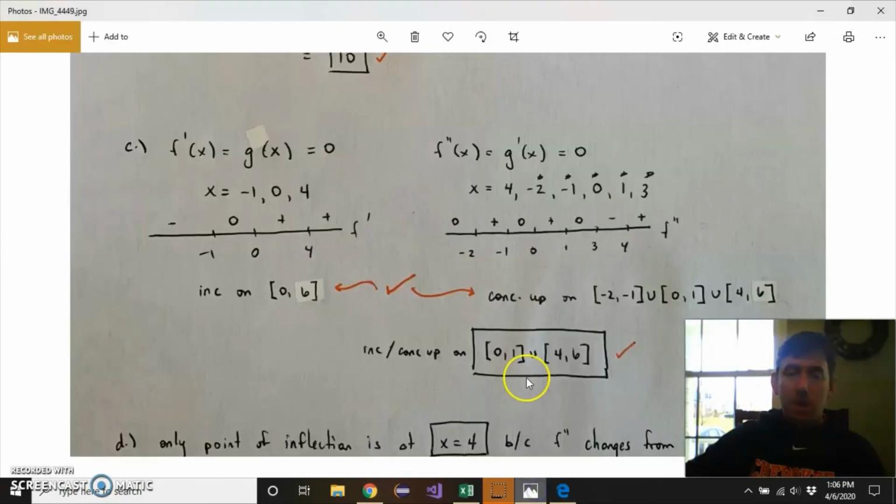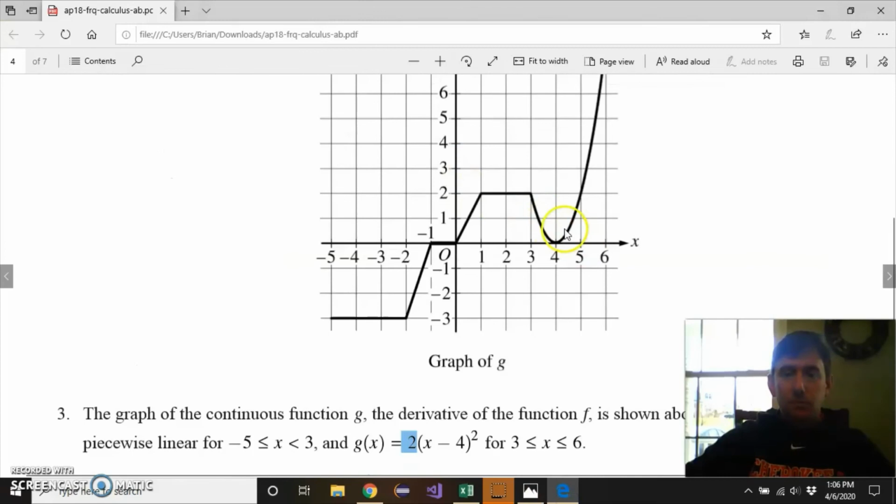Well, that's only going to happen right here. See, f double prime, aka g prime, is 0 and then positive. That's not a point of inflection because we didn't go from positive to negative or negative to positive. We went from 0 to positive. That's not going to make a point of inflection. And then this goes from positive to 0. That's not going to make a point of inflection. Then 0 to positive doesn't make a point of inflection. Positive to 0, again, not a point of inflection. 0 to negative, not a point of inflection. Negative to positive, there you go.